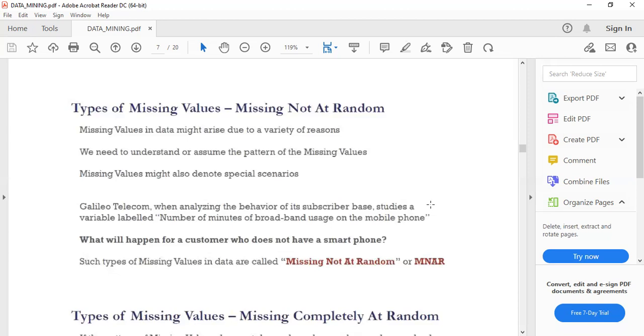So Galileo Telecom, when analyzing the behavior of its subscriber base, studies a variable labeled number of minutes of broadband usage on the mobile phone. What will happen for a customer who does not have a smartphone? Such types of missing values in data are called missing not at random.